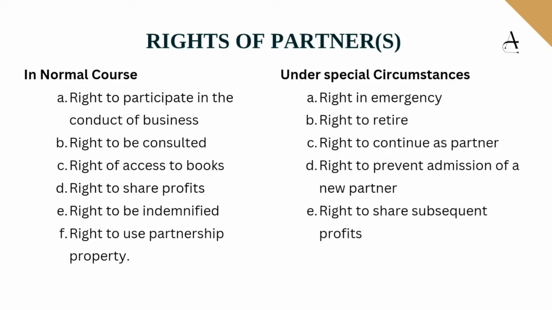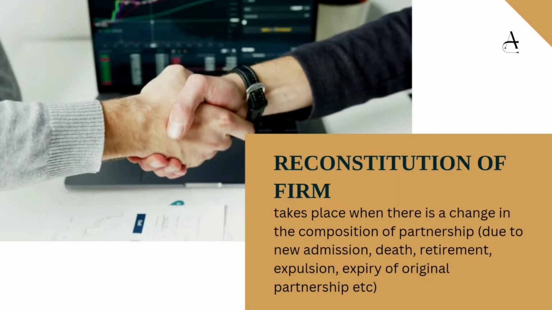These are the normal rights that you will definitely have. And under special circumstances, like maybe there is a death of a partner, or you found that one of your partners is committing fraud, or something like that, which do not come up that often in a partnership, you have certain rights in an emergency. You have the right to retire from a partnership, the right to continue as partner, the right to prevent the admission of a new partner, and the right to share subsequent profits after you enter into an existing partnership as well. So these are a few rights of partners. I hope you are clear with it.